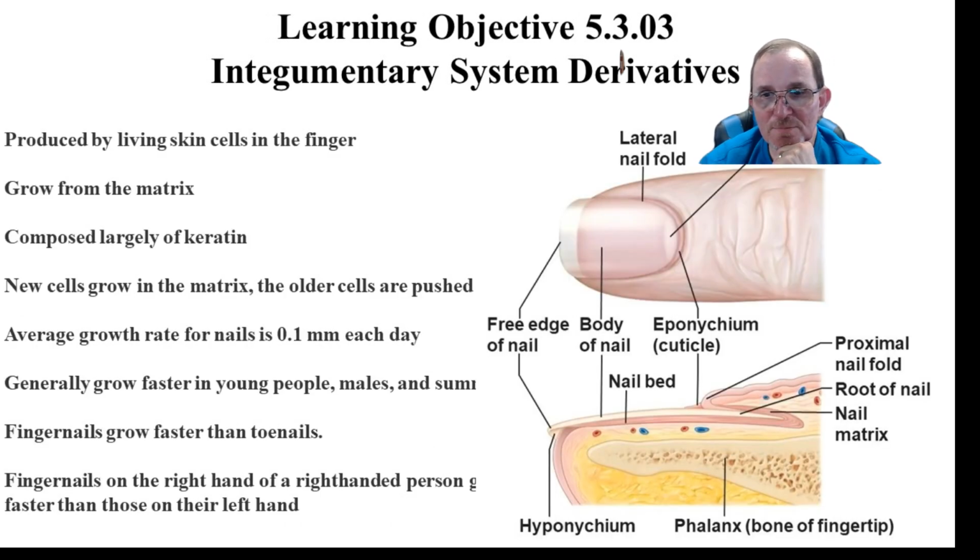Okay, guys, let's jump on over to the nails. These guys are produced again by the living cells in the finger. They grow from the matrix, which is right here. Now, this was on our lab list. It's composed of keratin. The new cells grow there in the matrix, and it pushes out about 1/10 of a millimeter per day. Not very fast. They grow faster in young people, in males, and in the summertime.